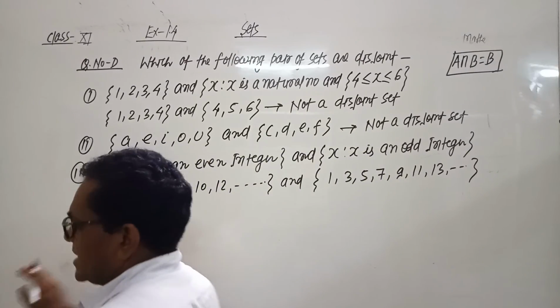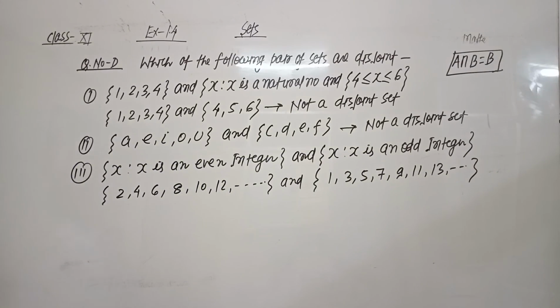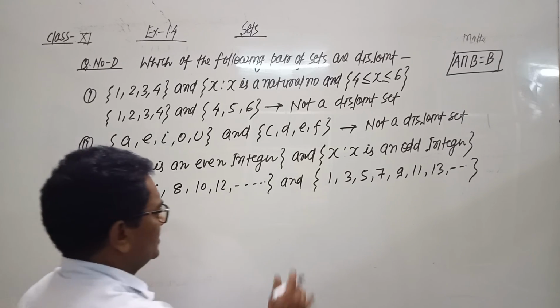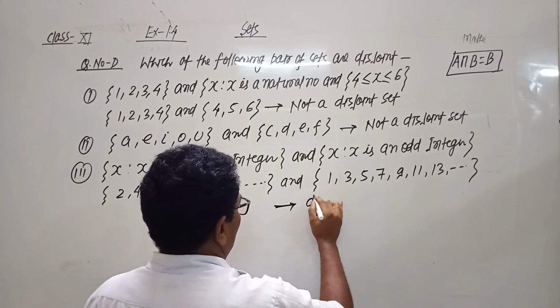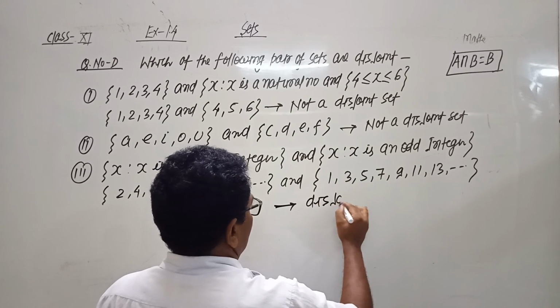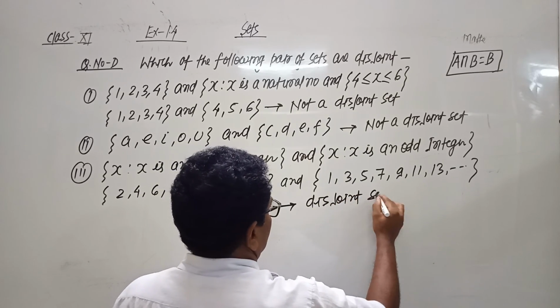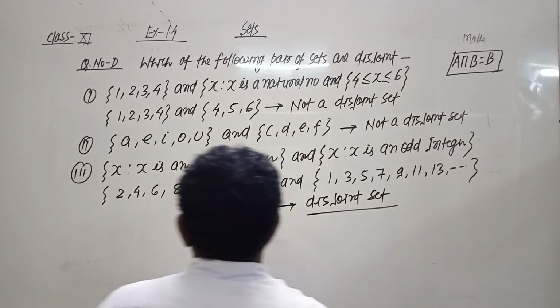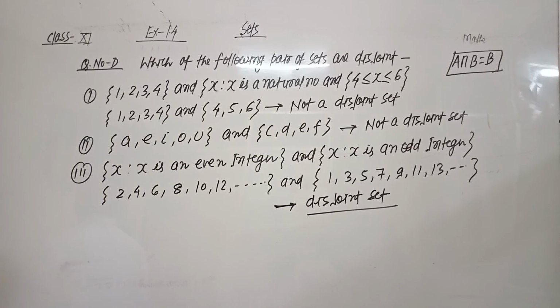So nothing is common in these two sets. In odd integers and even integers, no element is common. And if in two sets there is no common element, then they are called disjoint sets. So this pair of sets is disjoint, because nothing is common in these two sets. Next question we will discuss in the next video.